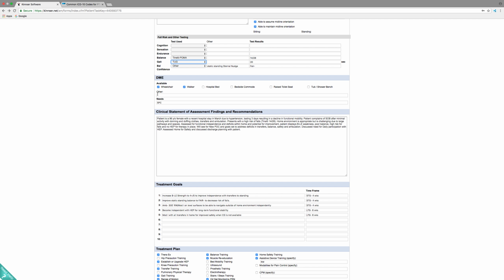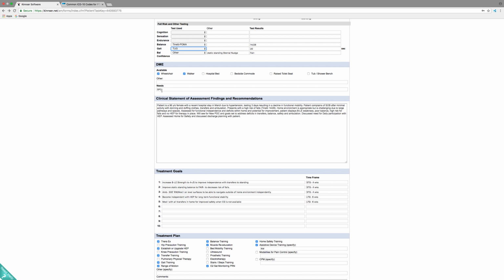So DME, all the DME that they need, here's some of it pre-filled out for us. If there's something missing here, you can always put it underneath other. Let's say it's a Hoyer lift or whatever it is, you put it underneath other. And then anything they need, you put it in here, but this is not sufficient if you really want them to have it. If they need a single point cane, you're going to want to call either our office or the home health agency directly and let them know for any equipment that you think they need.